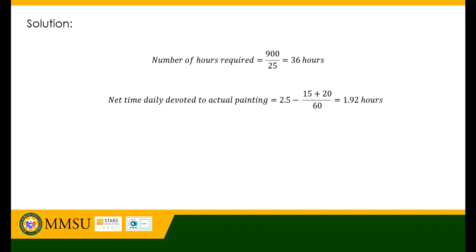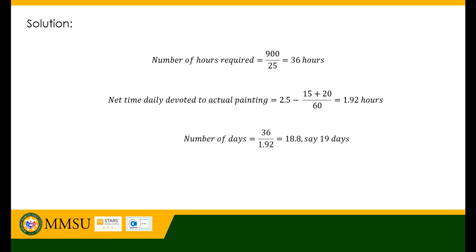The net time daily devoted to actual painting. Take note, he has preparation time, and also time to put away his materials. So he has 2.5 hours free in a day, less 15 minutes for preparation and 20 minutes for putting away, divided by 60. We subtract that from his total number of hours a day. That's 2.5 hours minus 15 plus 20 over 60, sorry. That's 1.92 hours of painting. The 15 minutes and 20 minutes are dedicated to preparation and putting away materials. Okay?